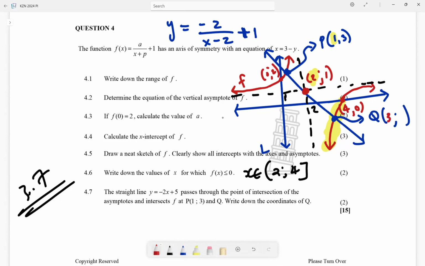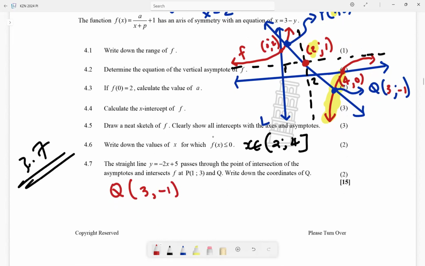Then I come here. From 3 to 1, how many units did I move? I moved -2 units. I moved in the negative direction because it decreases, so I subtracted 2. So from here to that point Q, I should also do -2. So 1 minus 2 is -1. So the coordinate of Q is 3 and -1.